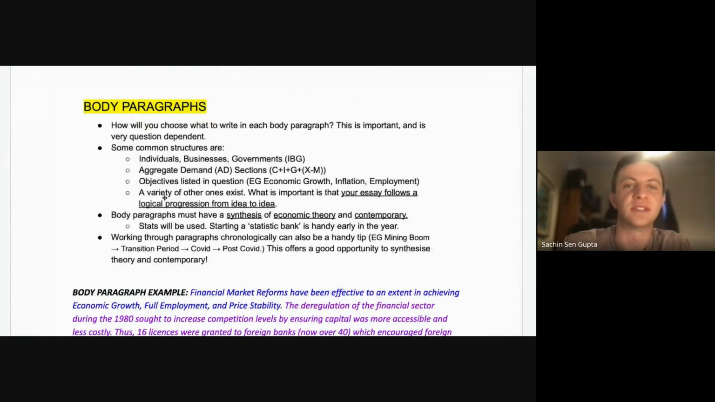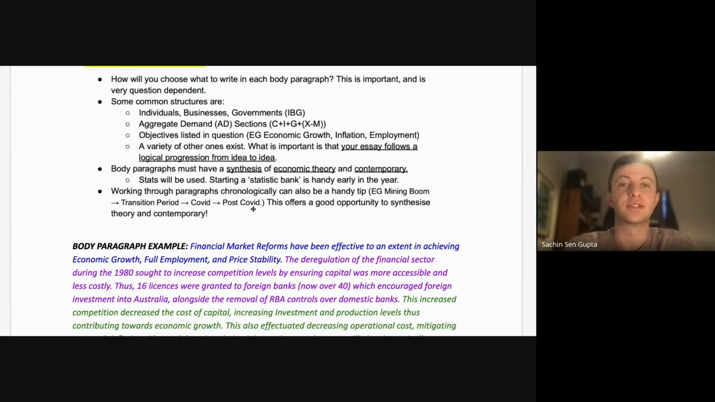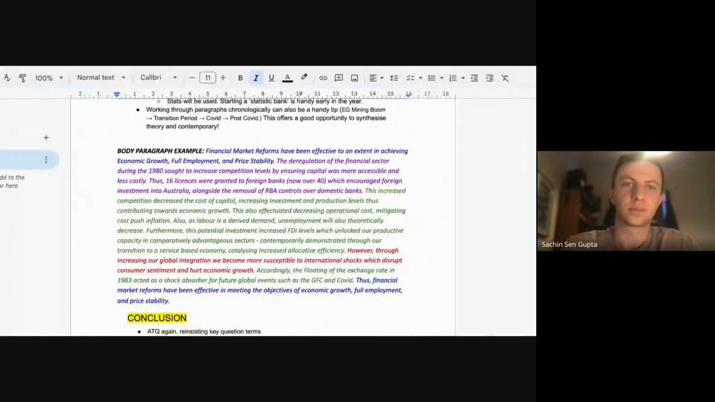Now, a variety of other ideas exist, right? What is important is that you don't have to stick to any of these. The whole point is, can your essay follow a logical progression from discrete idea to discrete idea? So you've got your ideas and they want to relate back to your overall thesis or point, which is the very first sentence you write in your introduction. Everything should be going back to that, essentially. Now, in terms of the way you argue in economics, you want to essentially provide the theory and then some sort of evidence or contemporary example. Now, how is that going to look?